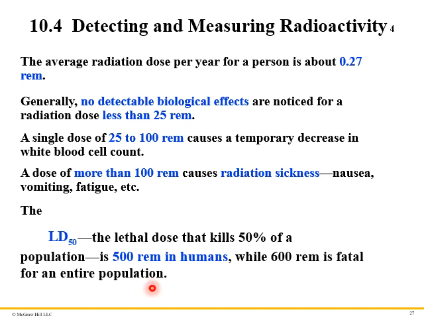When we talk about LD50, this symbol right here, this is the lethal dose, right? Whatever kills 50% of a population. So for example, if you have 100 people, whatever dose kills 50 of them will be your LD50. The lethal dose that kills 50% of a population for humans is 500 rem, while 600 is fatal for the entire population. So the difference between 50% and 100% is really not that much. It's about 100 rem. So it is very dangerous. That's sort of the point we're trying to drive here.